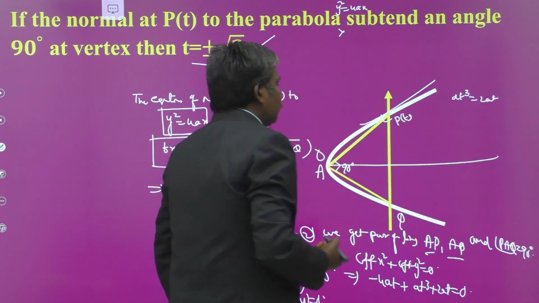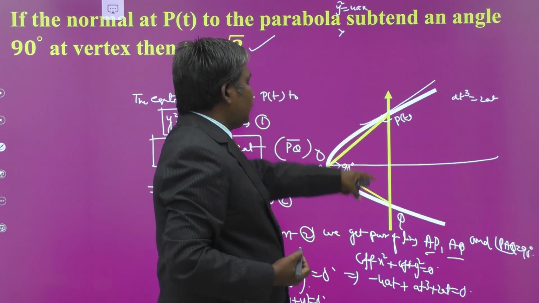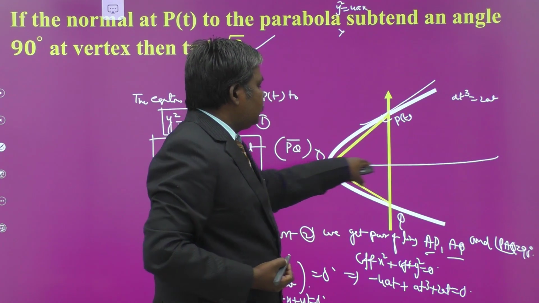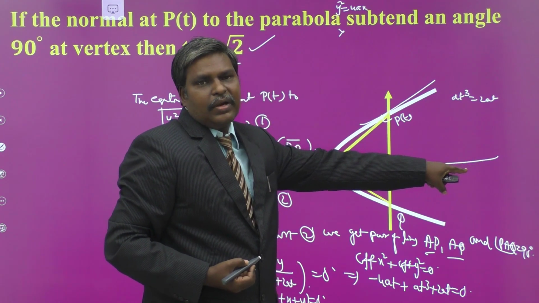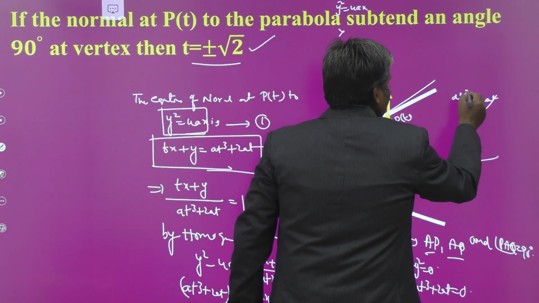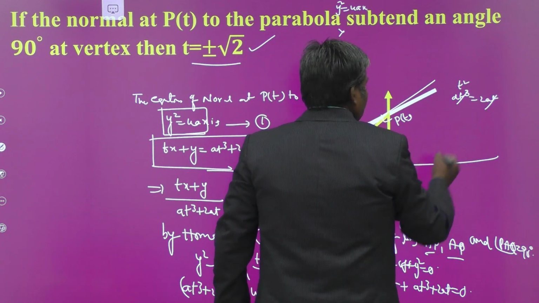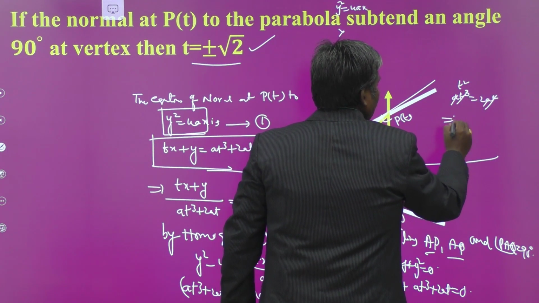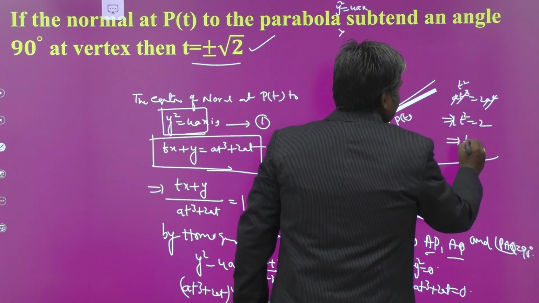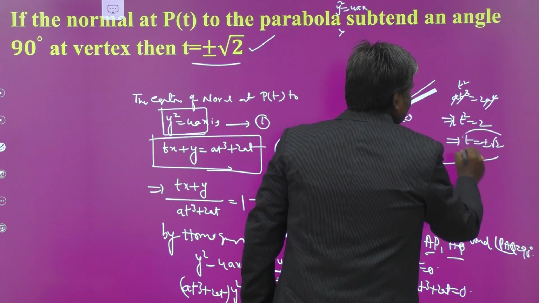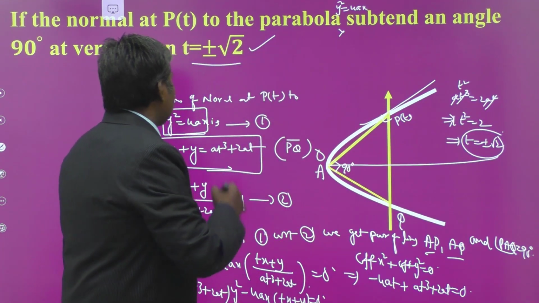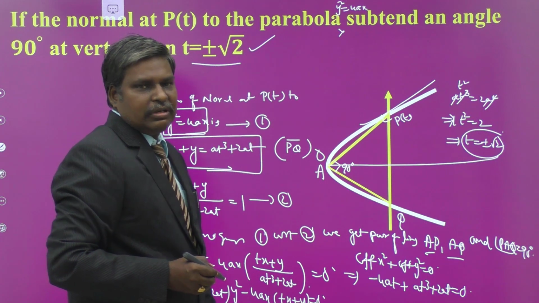P is not equal to 0 because the normal at P intersects the curve again at Q. If you draw the normal at the origin, that is the axis, it never intersects the curve again at another point. Therefore, T is never 0. So cancel out T square times A. We have T square equals 2, which implies T is equal to plus or minus root 2. The value of T is what? Plus or minus root 2. In this manner, we can crack this one.